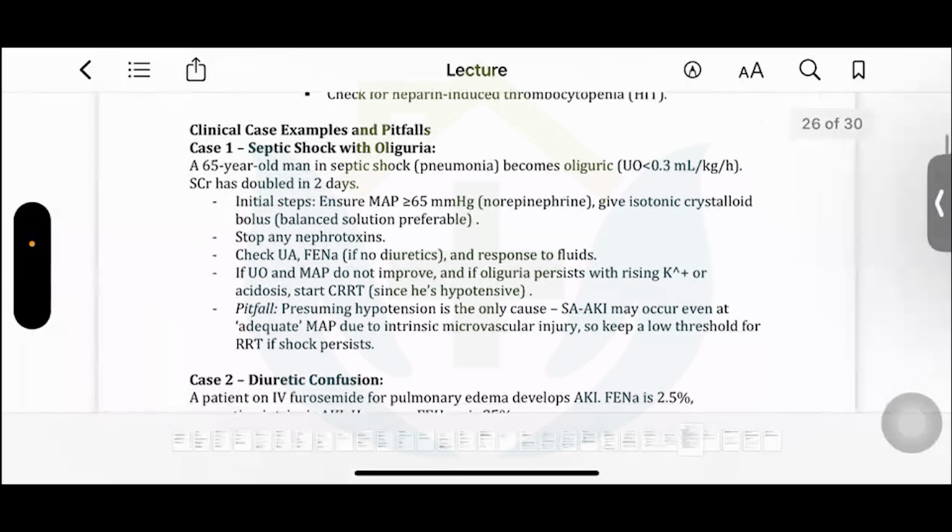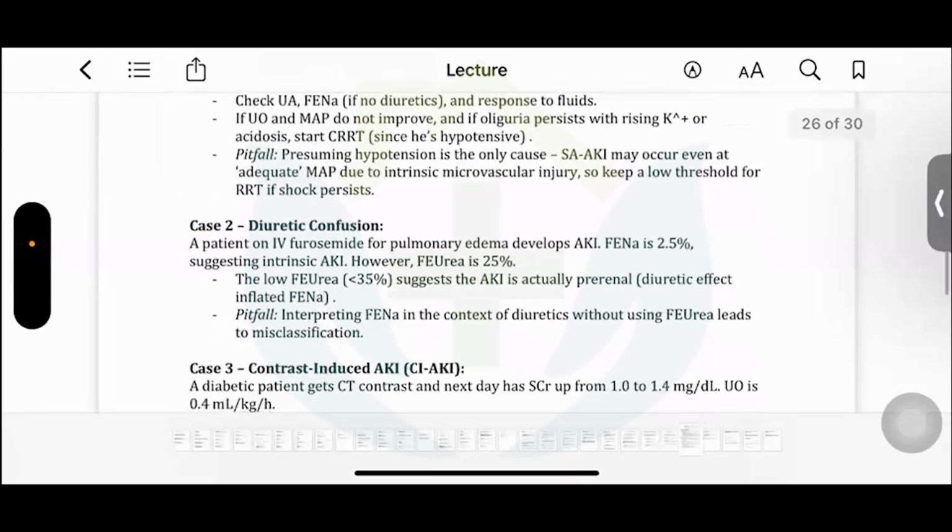I have a few examples of questions. For example, septic shock with oliguria. A 65-year-old man in septic shock becomes oliguric. The creatinine has doubled in 2 days. Initially, ensure a MAP of more than 65. It is the first and foremost. Second is giving IV fluids, a balanced crystalloid solution, stopping any nephrotoxins, checking urinalysis, FENa, and response to fluids. And if urine output and MAP do not improve and oliguria persists, start CRRT since this patient is in shock.